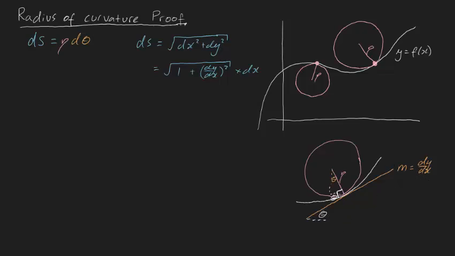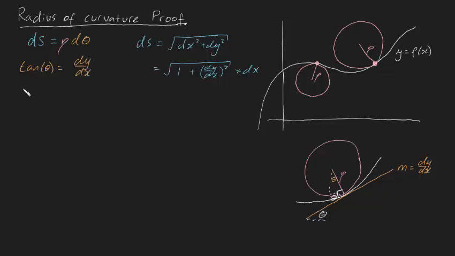So let me write that down to make it a little bit more clear. I'm saying that tan theta is going to be equal to dy dx, our slope. Okay? Now we need to find d theta, so I'm going to differentiate with respect to x for this equation.